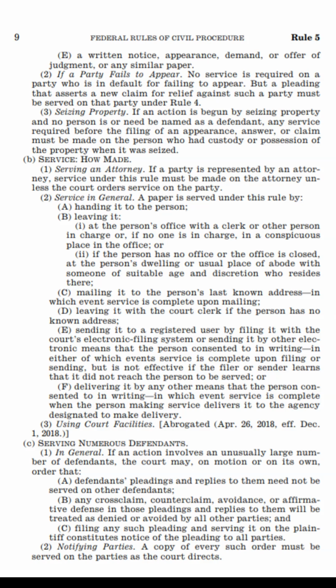2. If a party fails to appear. No service is required on a party who is in default for failing to appear. But a pleading that asserts a new claim for relief against such a party must be served on that party under Rule 4. 3. Seizing property. If an action is begun by seizing property and no person is or need be named as a defendant, any service required before the filing of an appearance, answer, or claim must be made on the person who had custody or possession of the property when it was seized.